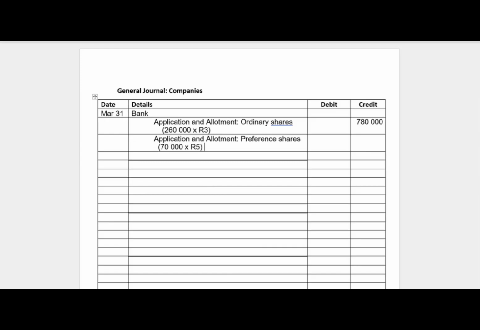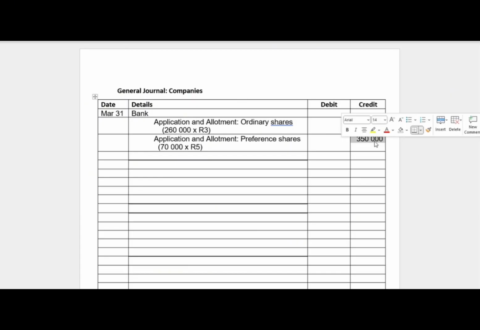Let's see how much is our application and allotment for preference shares. So it's going to be 70,000 multiplied by 5. And then I'm getting 350,000 rand. Okay. And then our bank is going to be the total of this.